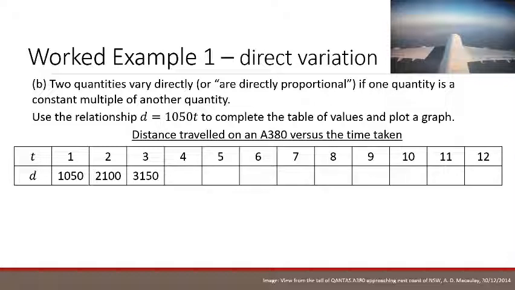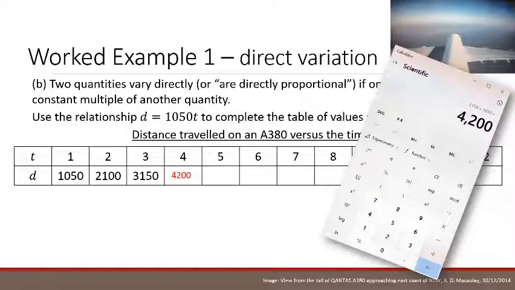And you can see the horizontal first row is the T values from 1 to 12. And we've been given D values of 1,050, 2,100, 3,150. So let's work out the next value. To do that, we simply add on 1,050. And we can do that on the calculator, and we can see that the answer is 4,200.